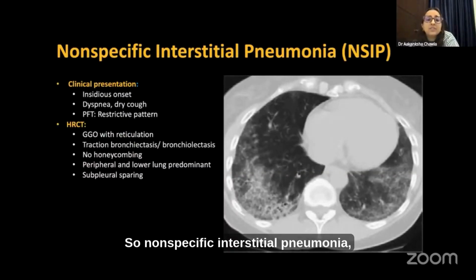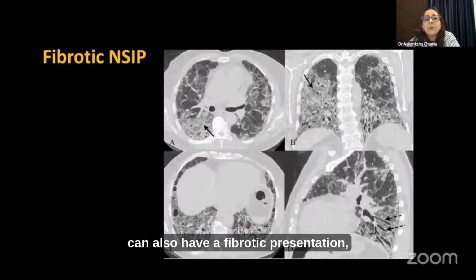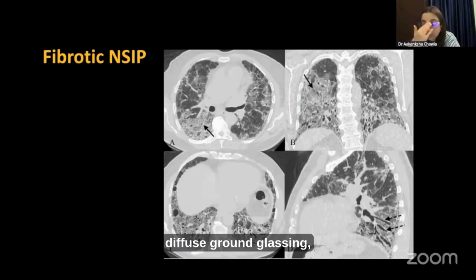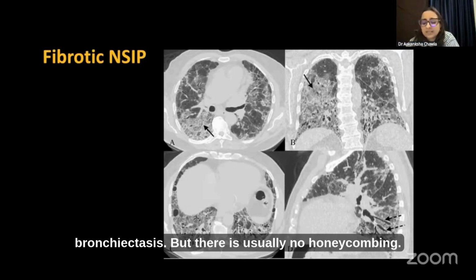Non-specific interstitial pneumonia, NSIP. In this CT, as you can see, there is diffuse ground glassing. Now, this can also have a fibrotic presentation where it can have diffuse ground glassing with areas of traction bronchiectasis as well as bronchiectasis, but there is usually no honeycombing.